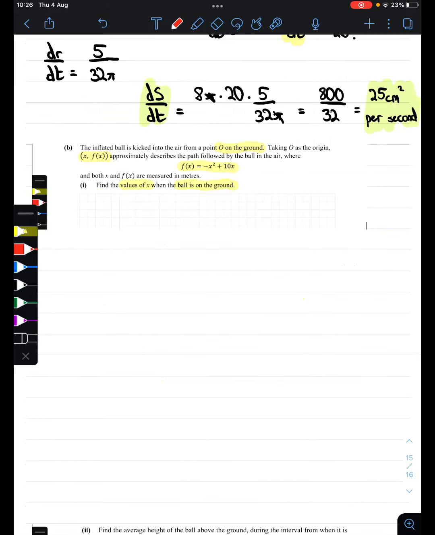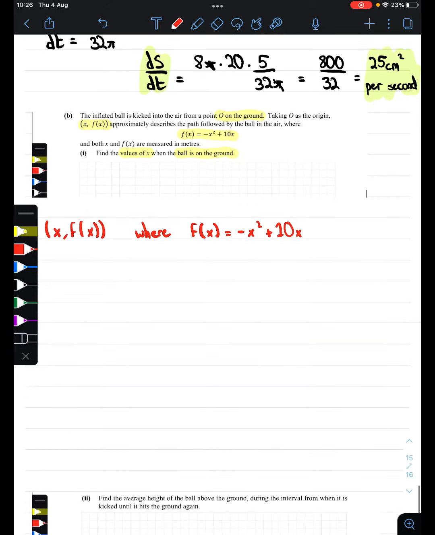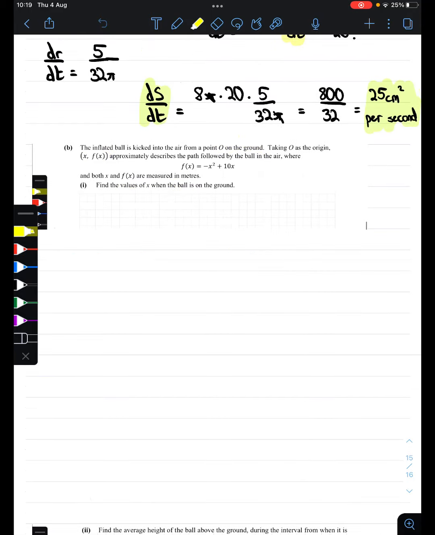Okay, so the path given by the ball in the air is described as x, f of x, where f of x is this quadratic function they've given us, equals minus x squared plus 10x. So we can insert that in and say that the path of the ball is x, minus x squared plus 10x. Now on to part B.